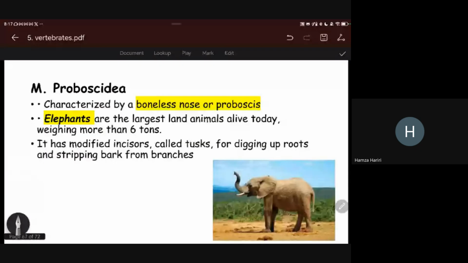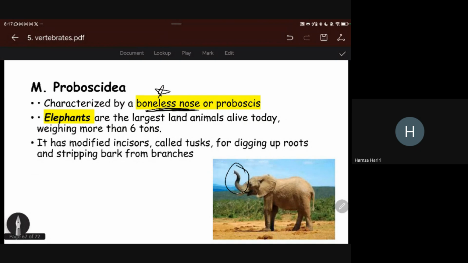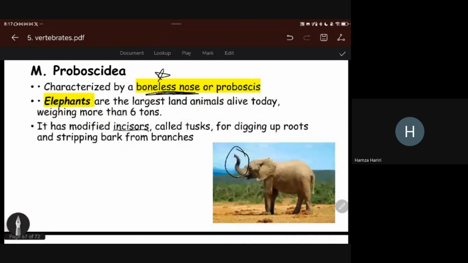The Proboscidea are characterized by a boneless nose. This is the most important characteristic, like in elephants. They have modified incisors called tusks. We know the tusks that the elephant has for digging up roots and stripping bark from branches. So they have a boneless nose, and they have something called tusks, which are modified incisors. The function of these tusks is to dig up the soil or the ground.